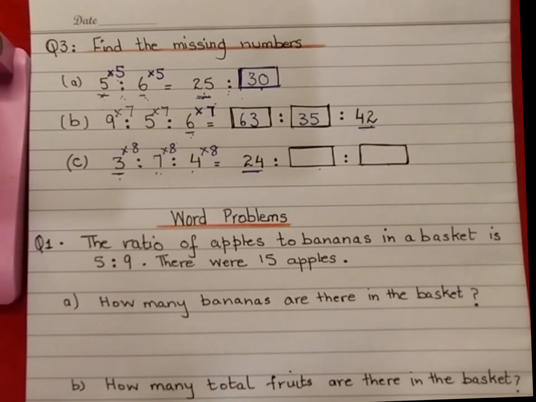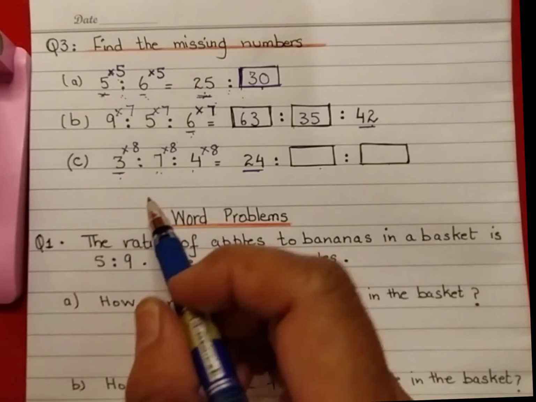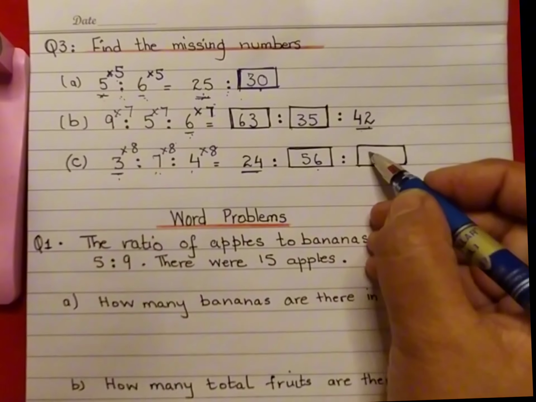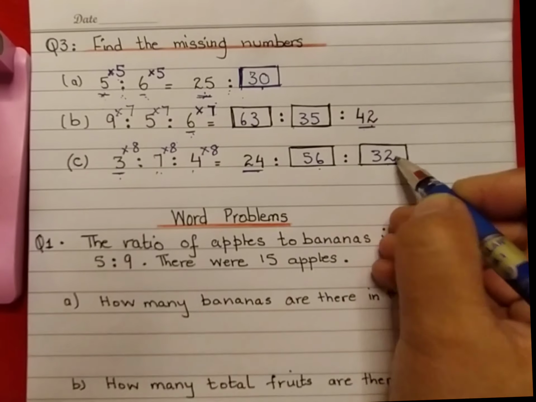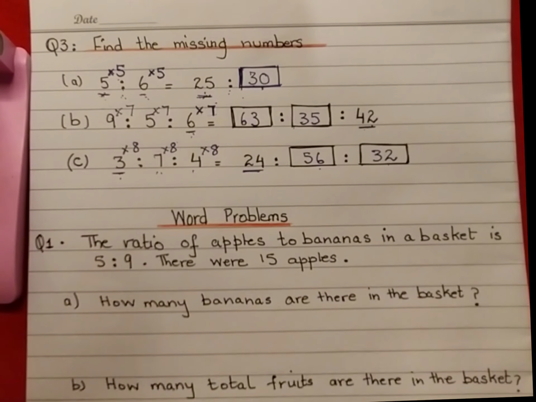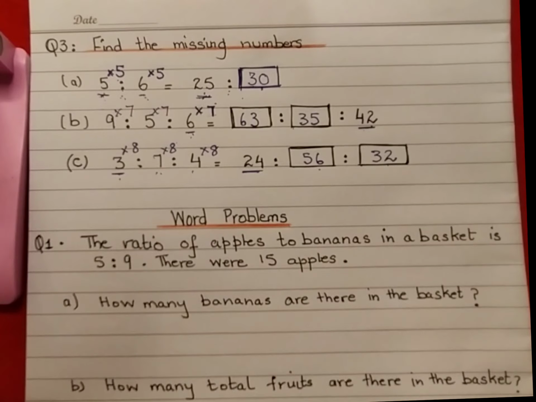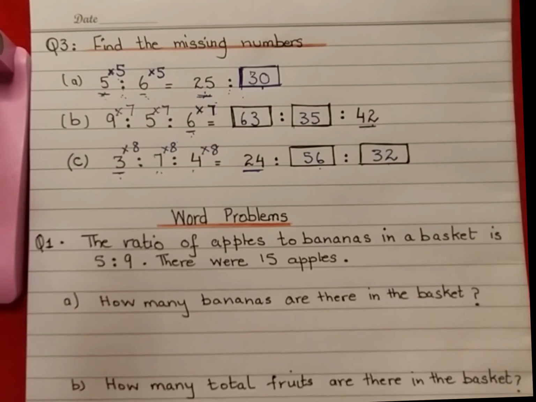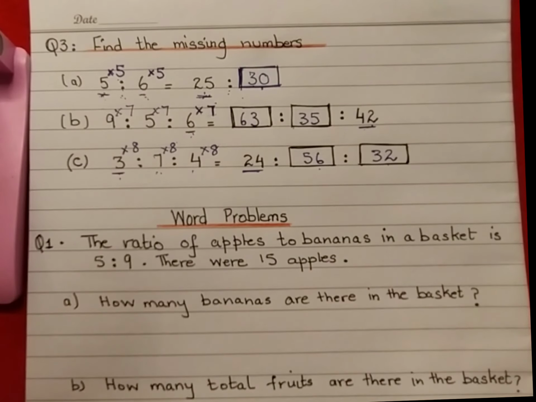All equivalent ratios, 7 8s are 56, and 4 8s are 32. So the answer is 24 ratio 56 ratio 32. Hope you all got the answer. And in case you don't get one, no problem. You can try it again and do your corrections, and you will learn better than that. If it's a mistake, you don't have to get upset about it. I will look at the lecture and you will understand it better. Okay?